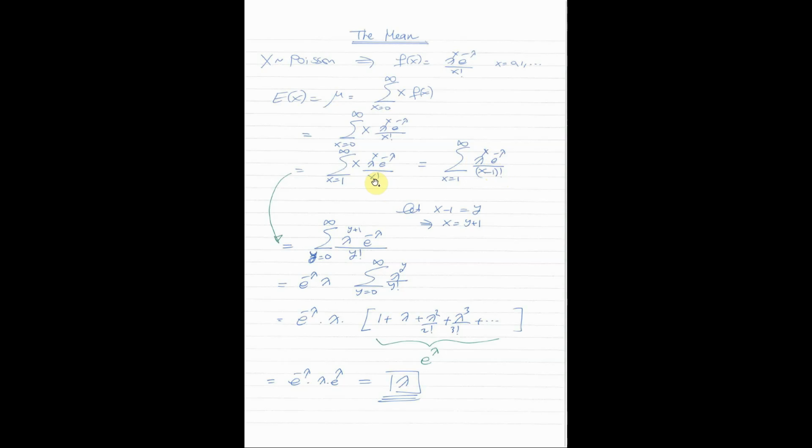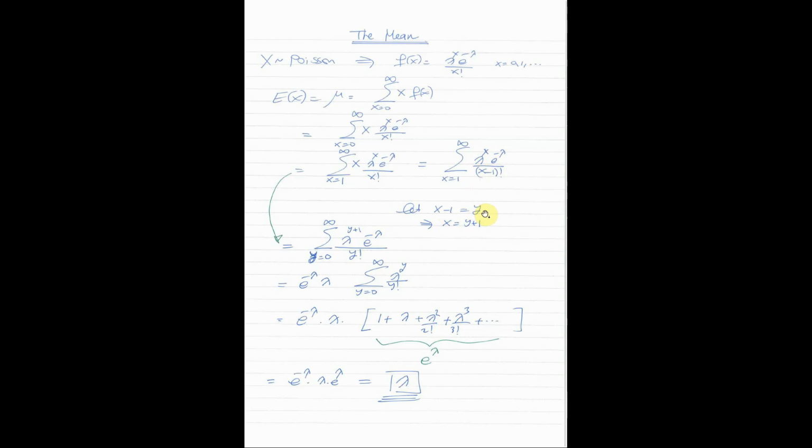So that x will cancel with the x in the numerator, and then what we're left with is only x minus 1 factorial in the denominator. So the numerator has no x anymore. What can we do? The natural thinking is to try to get rid of this x minus 1 factorial by using a substitution. Let's put x minus 1 equal to y.